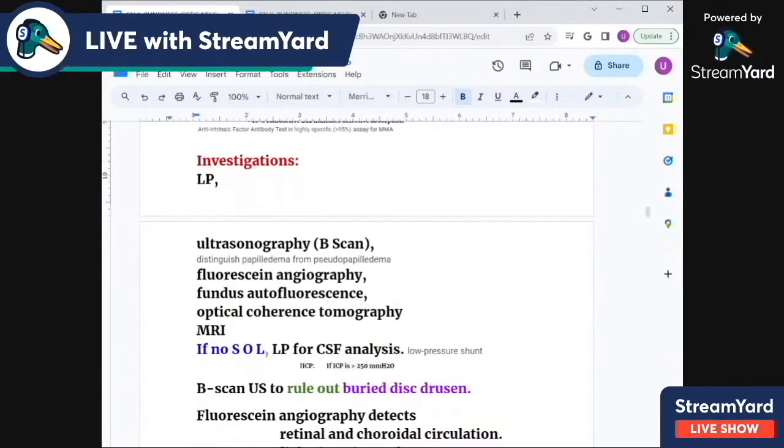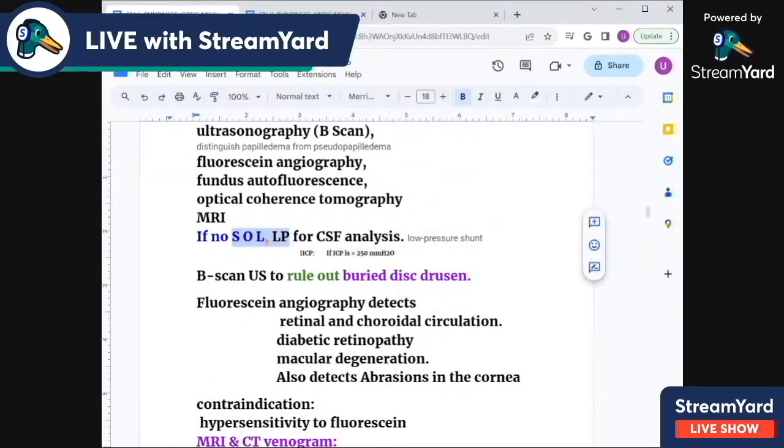So, investigations in the papilledema. Next topic, lumbar puncture. If there is a space occupying lesion, lumbar puncture should not be done because it may cause brain herniation. Ultrasound, B scan, to detect drusen. We'll discuss drusen later because that occurs in AMD, age-related macular degeneration. Fluorescein angiography, then fundus autofluorescence. We'll discuss it now. And optical coherence tomography.